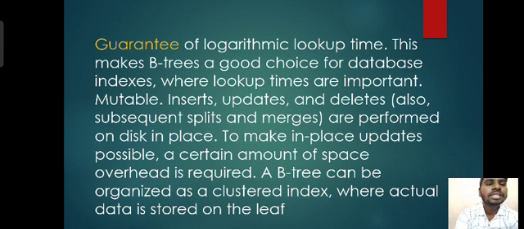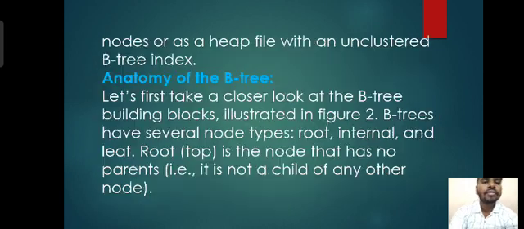This makes B-trees a good choice for database indexes, where lookup times are important. They are mutable: inserts, updates, and deletes, as well as subsequent splits and merges, are performed on disk in place. To make in-place updates possible, a certain amount of space overhead is required. A B-tree can be organized as a clustered index, where actual data is stored on the leaf nodes, or as a heap file with an unclustered B-tree index.